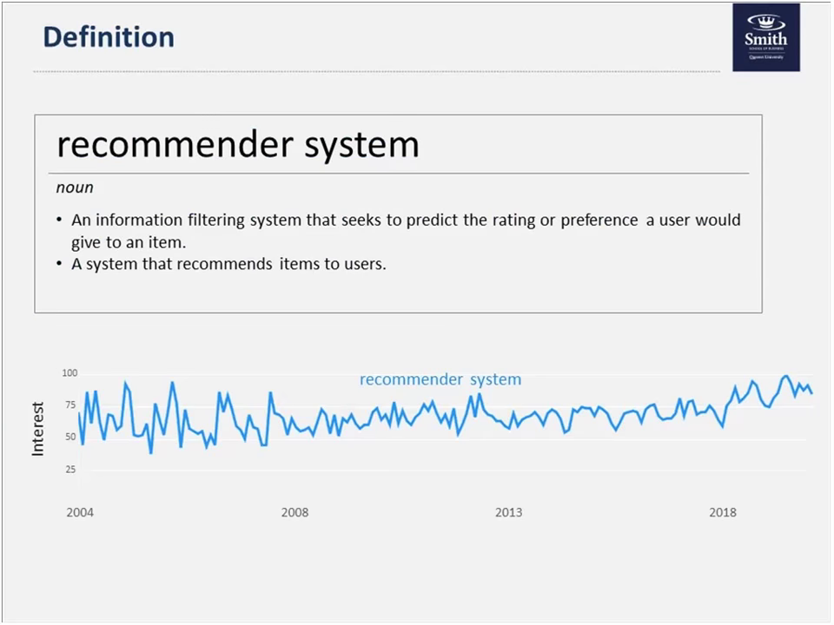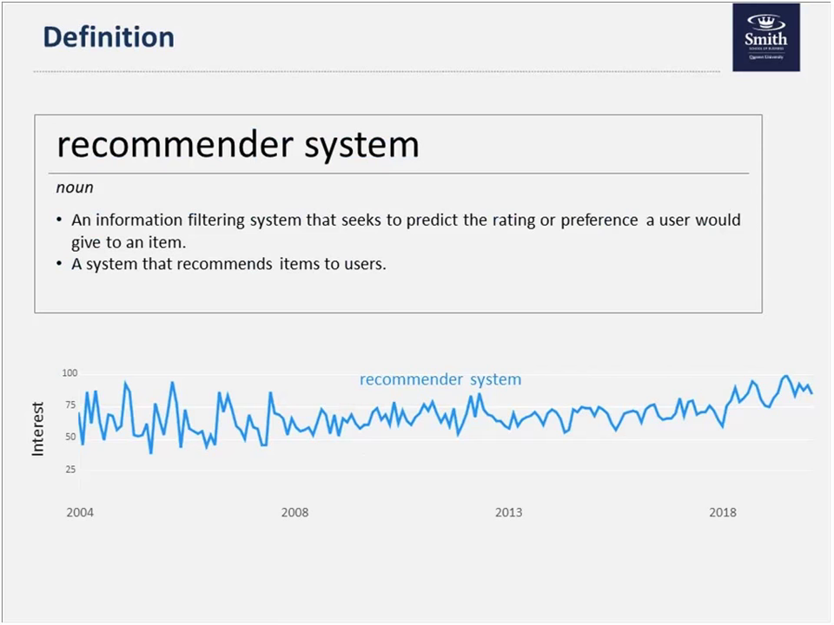So what is a recommender system? The definition is it's an information filtering system that seeks to predict a rating or preference a user would give to an item. It's kind of a boring definition. The one I like, it's a system that recommends items to users. A little bit obvious, but we'll see some examples.